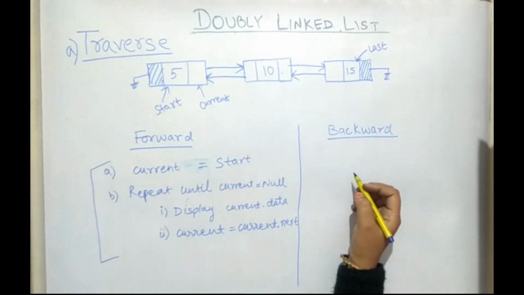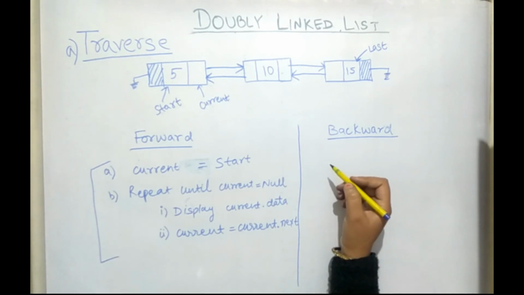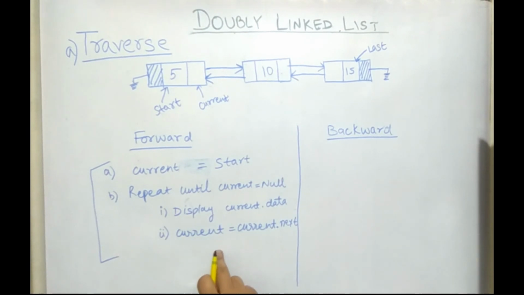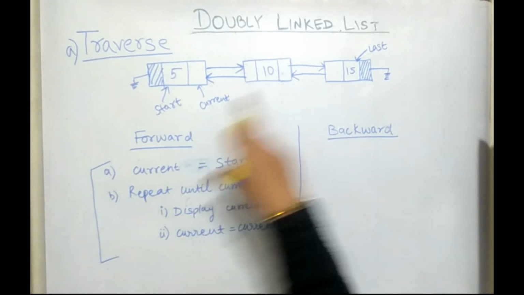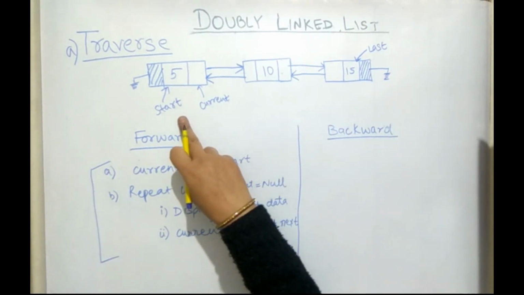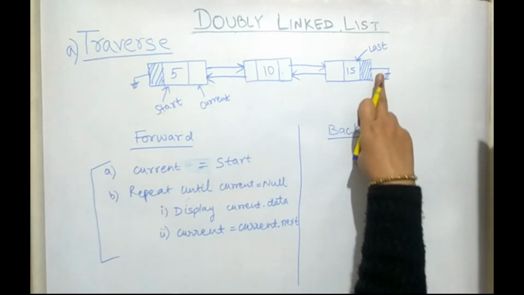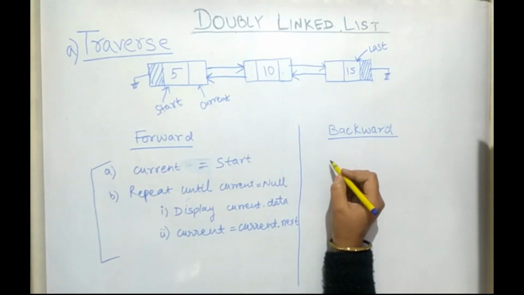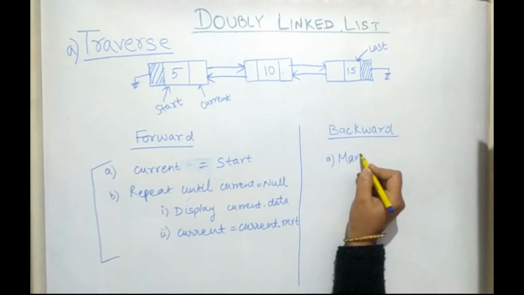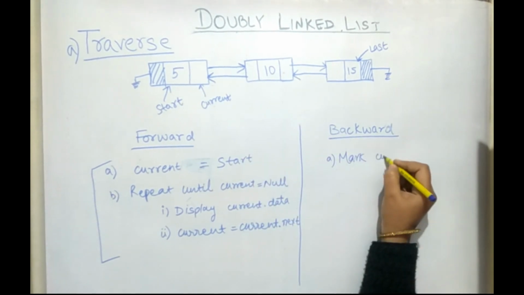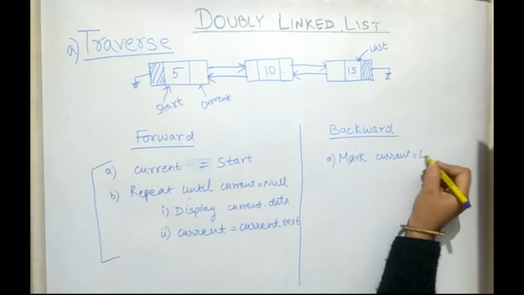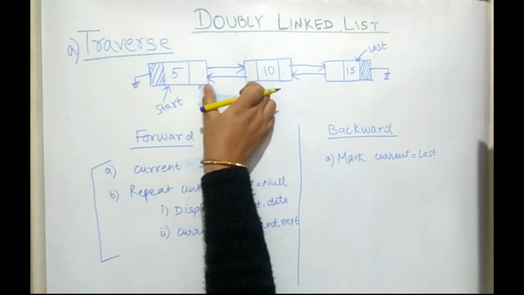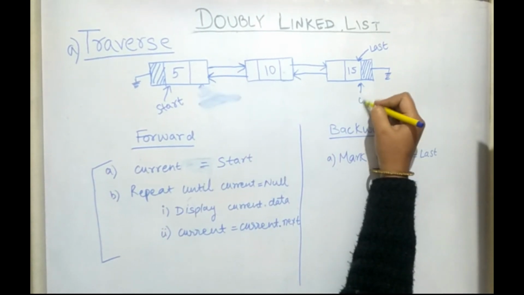And in the backward direction, what are the steps? They are just the same, where we can mark the last node by traversing in the forward direction, or you can keep a pointer last, like we have start for the start of the list, and we can have last for the last node. So either you have a last node, or you mark current as last, right? Now in this case, we have current equal to last.